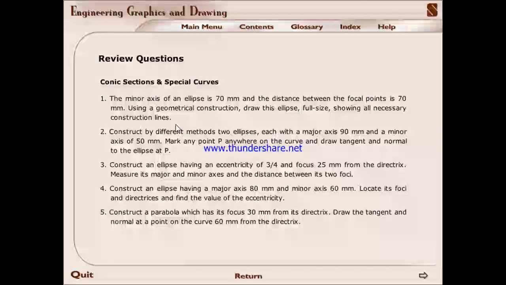Fifth one. Construct a parabola which has its focus 30 mm from its directrix. Draw the tangent and normal at a point on the curve 60 mm from the directrix.